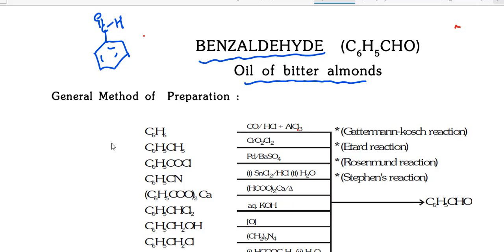Preparation of this benzaldehyde. From benzene we can prepare this benzaldehyde. Reaction with CO plus HCl. It is a named reaction, Gattermann-Koch reaction. As well, we can prepare it from toluene.